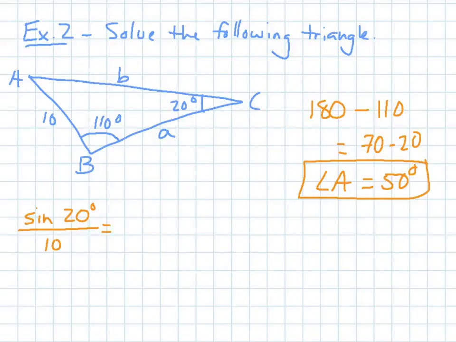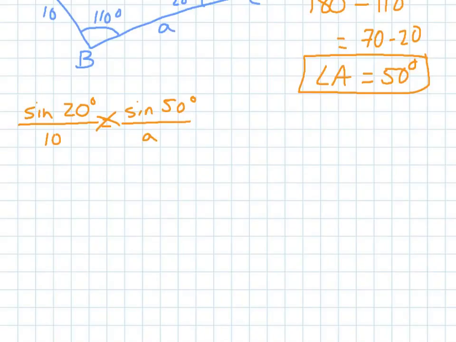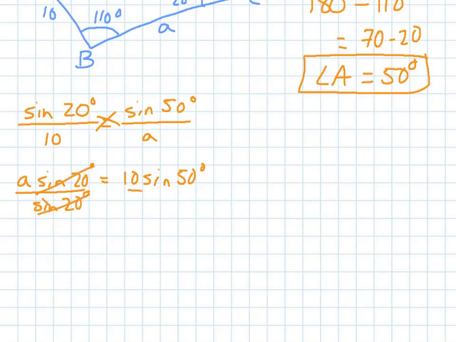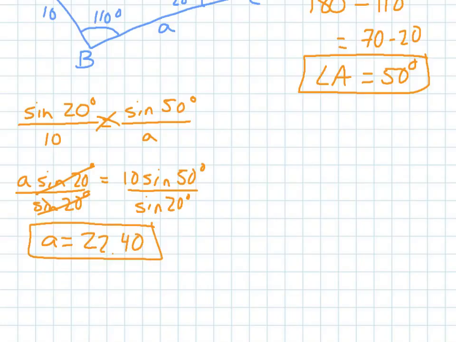Okay, so now let's say I want to find side A first. So sine of 50 degrees, that's angle A, over letter A. I'm going to cross multiply. A sine of 20 degrees equals 10 sine of 50 degrees. Divide both sides by sine of 20. Okay, so then A will equal 22.40, if we're rounding to hundredths.